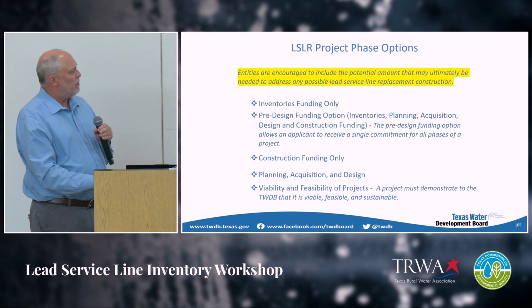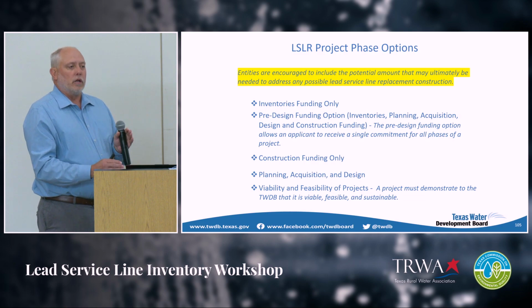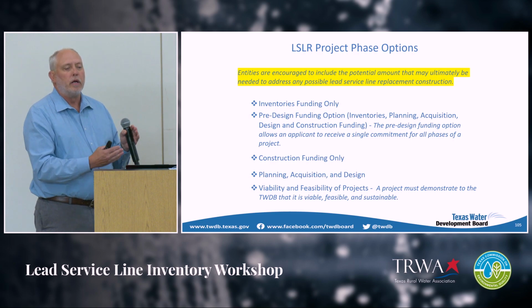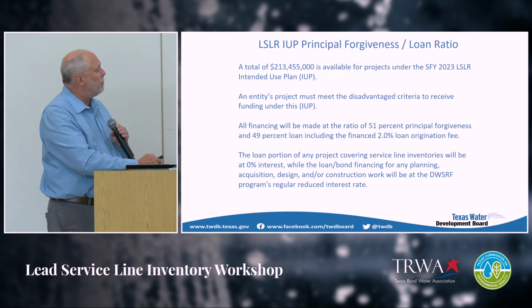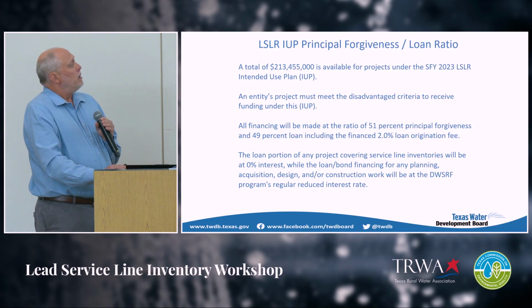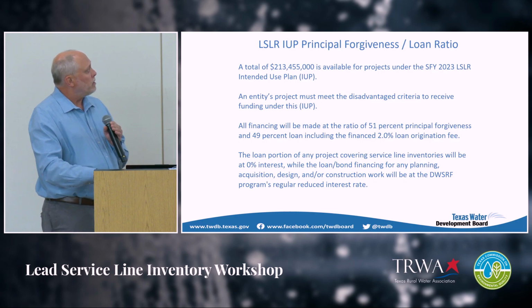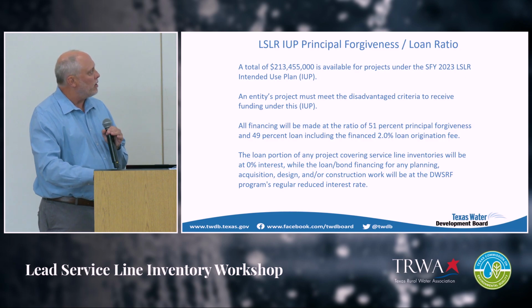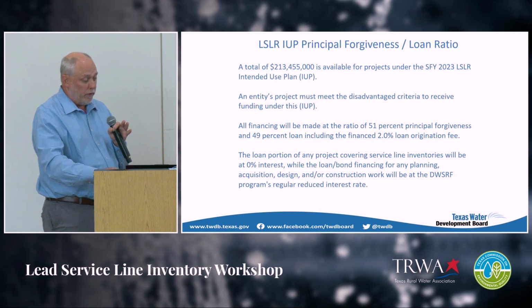I have a slide coming up talking about the dollar amounts and what's available, but there's a large dollar amount available for public utilities, and what we're encouraging you to do is kind of dream big, think big, apply for both the inventory work and the line replacement work. So this fiscal year, we have a little over $213 million available for utilities in Texas. That's for this fiscal year that we're currently in.